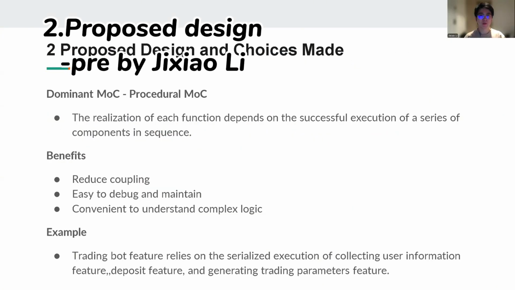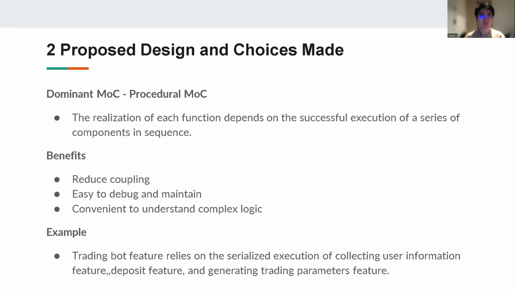After discussing the requirements for our project, let's move on to the proposed design and choices we made. For the dominant model of computation, we choose the procedural model of computation, where each function executes sequentially after the previous one. This approach reduces coupling, simplifies debugging, and makes complex logic more understandable. For instance, our trading bot relies on a sequence of tasks: collecting user information, processing deposits, and generating trading parameters. While complex, the procedural model makes it easier to implement and understand.